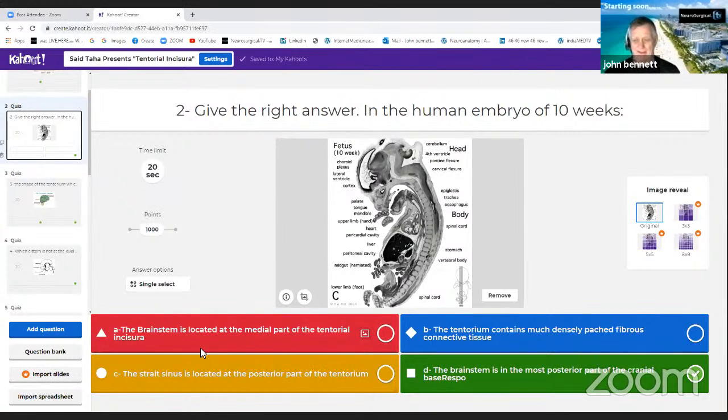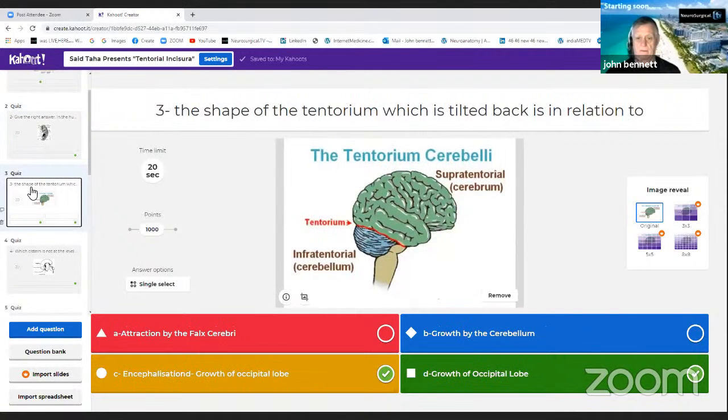Okay, it's a good question. It's a good answer. This answer okay? Yes. Okay, how about 3? Yes, 3's okay. The shape of the tentorium, which I can't read. Can you see it? Yes, sir. I'm in the way. Okay. Back is in relation to growth of the occipital lobe, and growth of the occipital lobe. Two questions. Is it okay or no? Yes, okay.